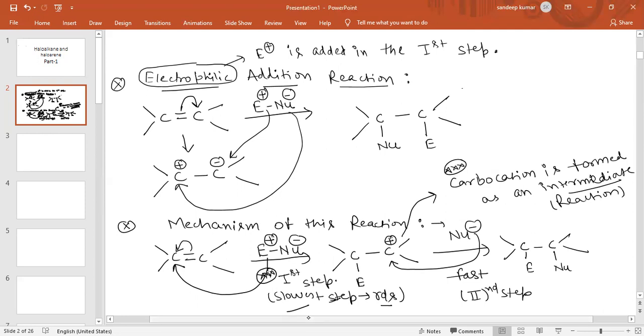Now, when we write the features of this reaction, as we know, there is addition of the electrophile in the first step. Therefore we call this reaction an electrophilic addition reaction. Also we can write it in short as EAR. EAR means electrophilic addition reaction.